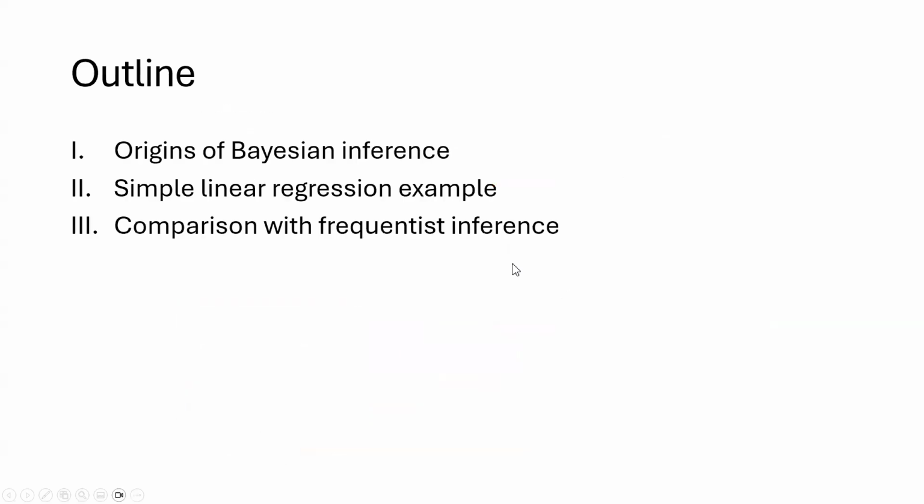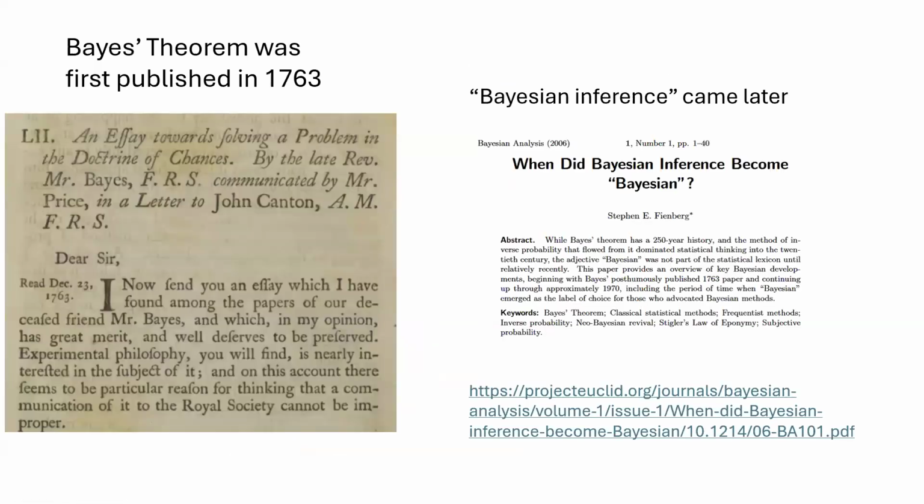Right? So the outline of this component, first, I want to talk a little bit about the origins of Bayesian inference, introduce a simple linear regression example, and provide some comparison between frequentist versus Bayesian inference. So the history of Bayesian inference is actually kind of interesting.